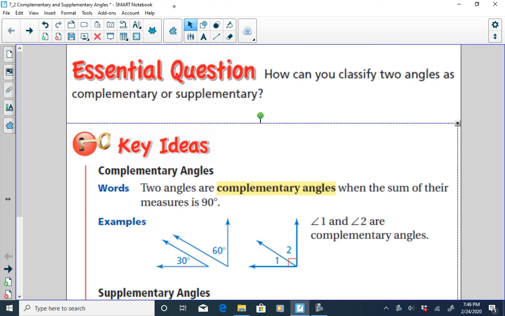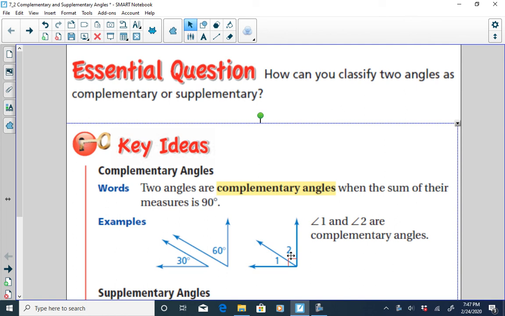Our lesson today is to be able to classify angles as complementary or supplementary, and to use the characteristics of each type of angle to find the missing measures of either an angle's complement or an angle's supplement. For the vocabulary today, two angles are complementary when the sum of their angles is 90 degrees. If we take a look here, 30 plus 60 is 90, so those two angles are complementary.